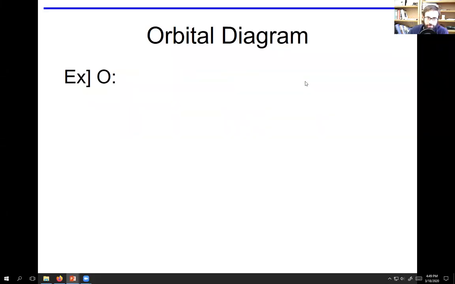All right, guys, we're going to do some more examples on electron configuration.